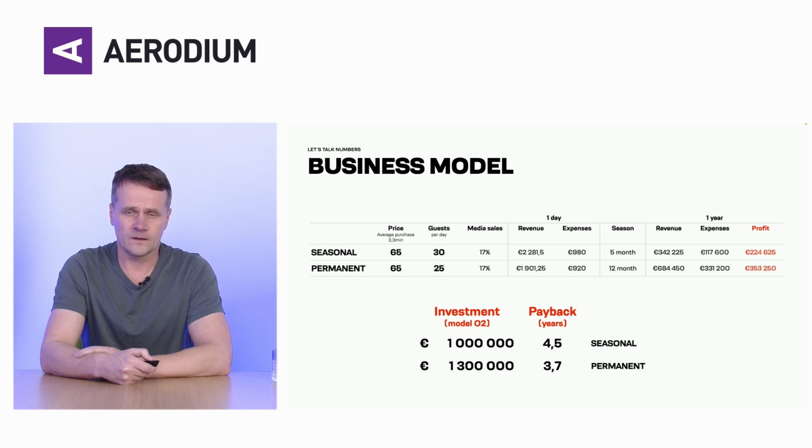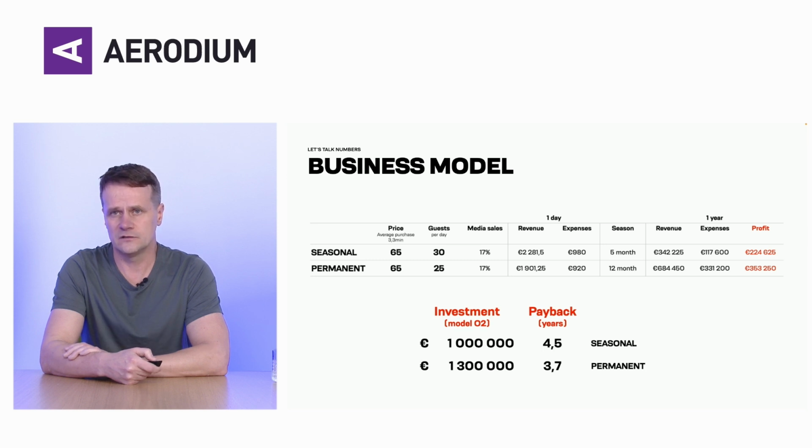The average price which people are willing to pay for this activity is 65 euros here in Europe, East Europe particularly, and the 65 euros is for 3.3 minutes, which is the average flight time people are willing to buy. In our location in Latvia, a seasonal location, we are facing on average 30 customers per day. 70% of revenue comes from the pictures and video, which we capture with an automated system. So your daily revenue is 2.3 thousand euros. Your expenses include the staff, the marketing effort, the electricity, and all related expenses.